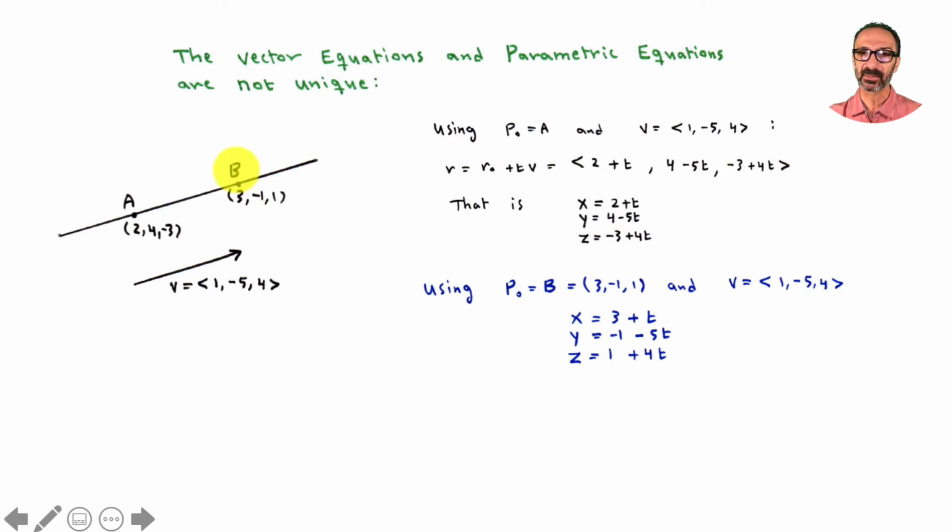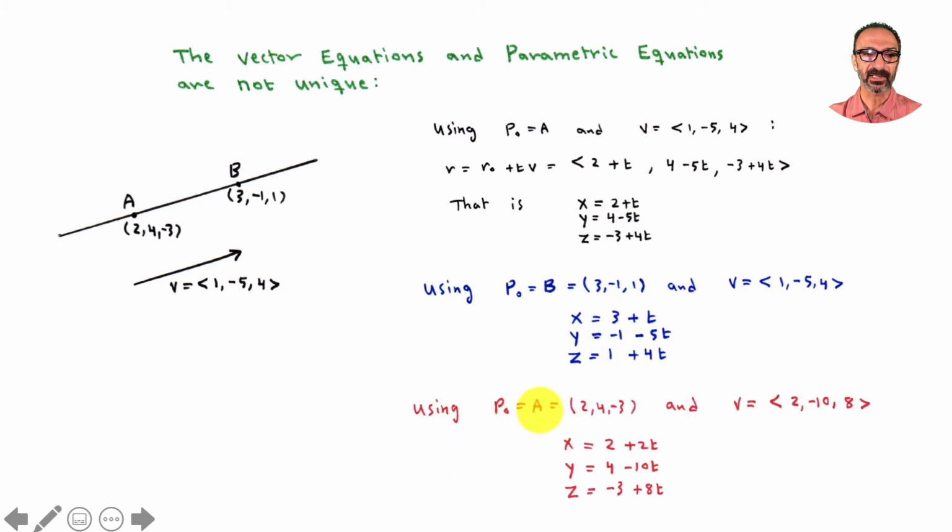Using this as P sub 0, you're going to have 3, negative 1, and 1 here. Here, I have 1, negative 5, and 4. A, which is 2, 4, negative 3, my start point. If you write this as a start point, it looks like you have a different answer. No, it's not. I'm starting somewhere else. It doesn't matter.